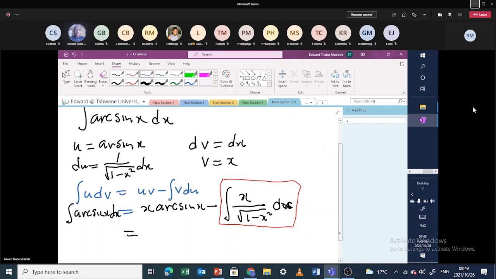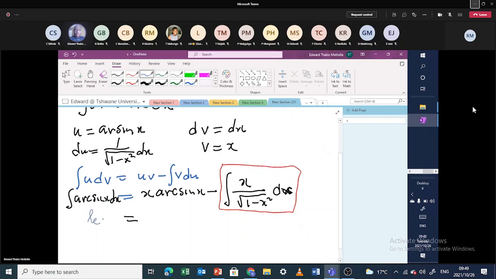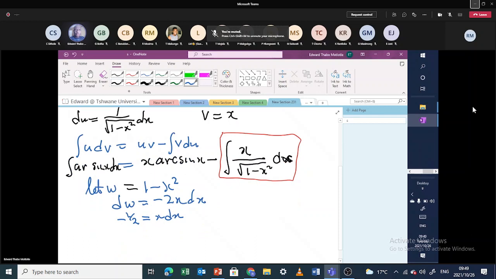From this integral here, you can let u, I think we should use something different. We can let w be equal to 1 minus x squared. So this means dw is equal to minus 2x dx. So this means we have minus 1 over 2 dw is equal to x dx. So we are going to substitute it now and simplify.